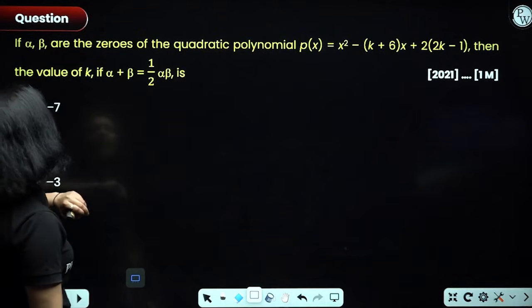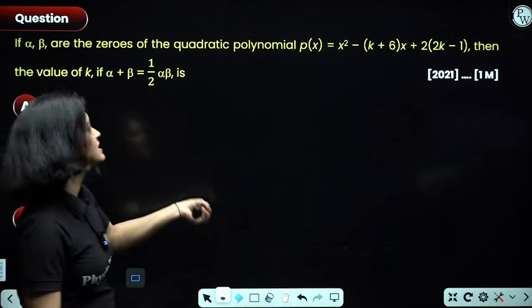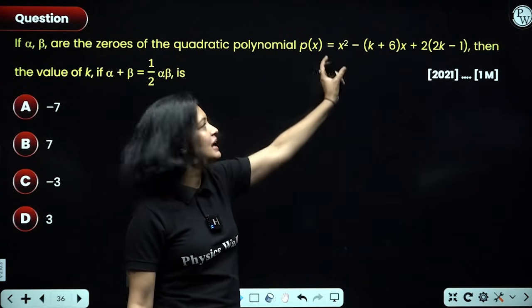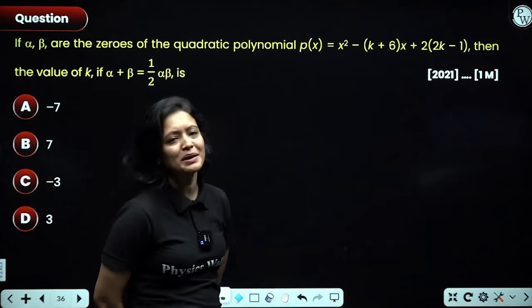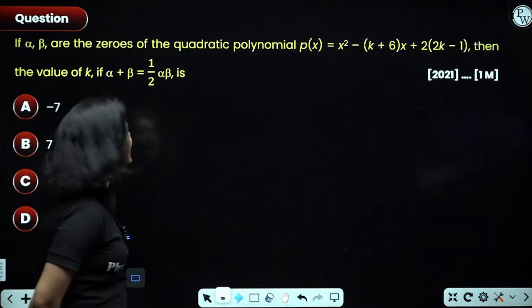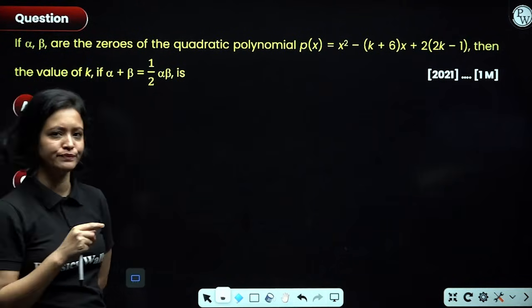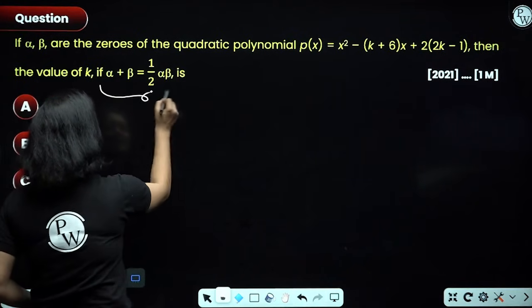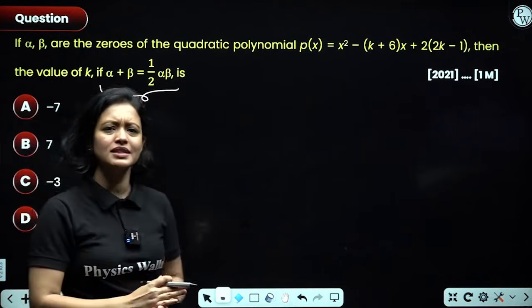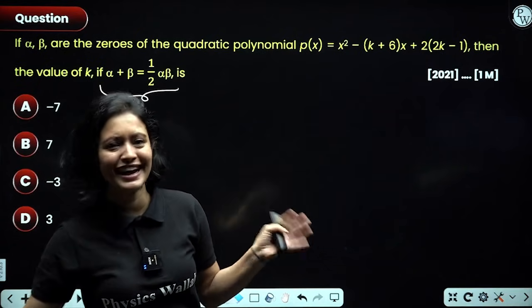If alpha and beta are the zeros of the quadratic polynomial p(x) is equal to x square minus bracket k plus 6 bracket close x plus twice of 2k minus 1, then the value of k, if alpha plus beta is equal to half of alpha beta. Okay. So, again, whenever you see such type of things, you should always think that this must be a question of relationship of coefficients and zeros, right?